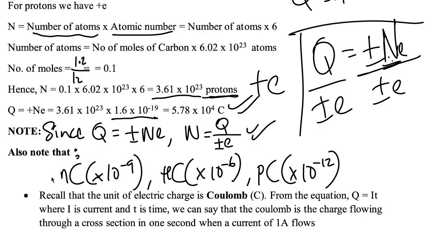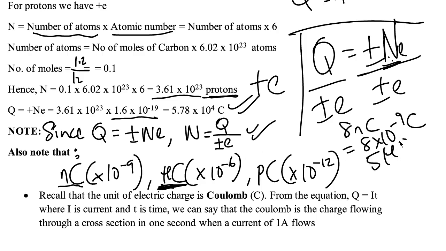And then it's also important to note that nC, which represents nanocoulombs, is equal to what? Times 10 to the power negative 9. So let's say you have 8 nanocoulombs. What does it mean? 8 times 10 raised to the power negative 9 coulombs. So in case it is symbolized, you would understand the meaning and calculate accurately. So if you now see this, it represents microcoulombs, and it's times 10 to the what? Negative 6. So let's say we have 5 microcoulombs. So it's going to be 5 times 10 to the negative 6 coulombs.